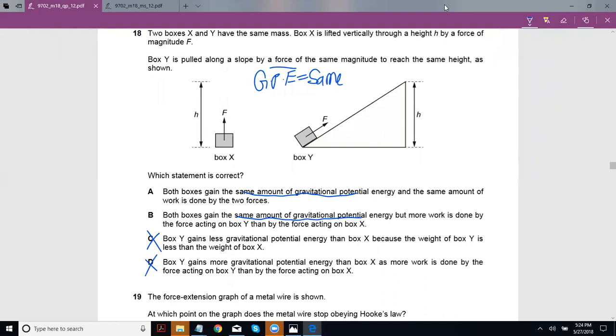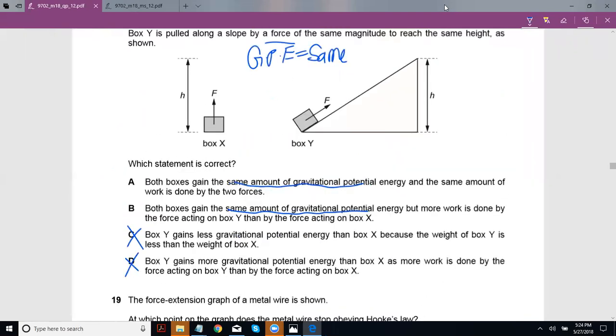What can we say about the work done though by the forces? The work done on Y is greater. Okay, can you explain that? वो hypotenuse distance ज़्यादा. Can you dumb it down? Okay, so the work done on X is just simply F into S, right? Yeah, so like work done is force into distance. So here it would simply be force into h.